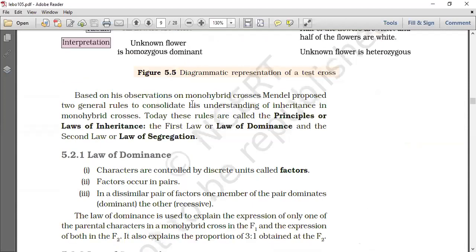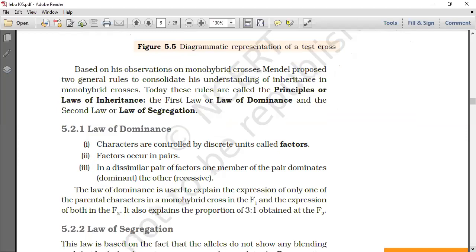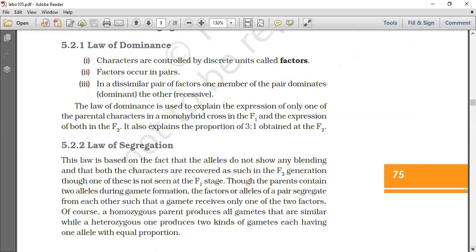So based on his observations on monohybrid crosses, Mendel proposed two general rules to consolidate his understanding of inheritance in monohybrid crosses. Today, these rules are called principles or laws of inheritance. The first is the law of dominance and the second is the law of segregation, which we have seen in the previous class. Now, just as a formality, let's look at how it is given in the text.